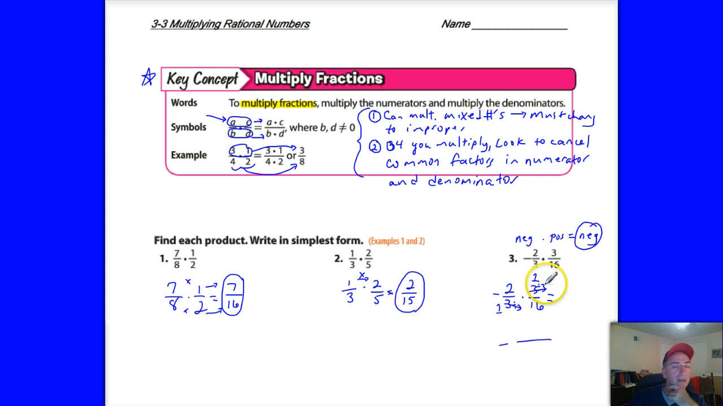All right, now I'm not finished here, because watch this. Look at the 2 and the 16. Is there a number that goes into both 2 and 16? There is. It's 2. So I'm going to divide this. So write down divide by 2 here, and write down divide by 2 here. You see, if you can divide a number out of both the numerator and denominator, you can do that. 2 divided by 2 is 1. 16 divided by 2 is 8.